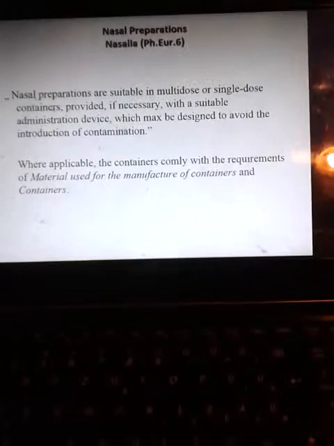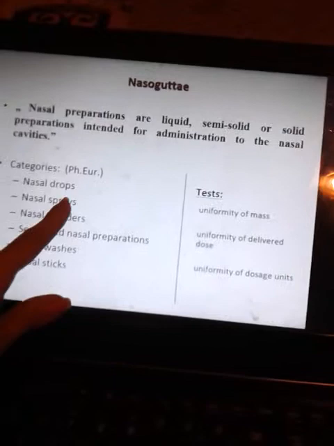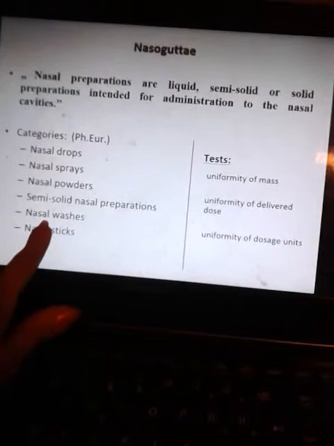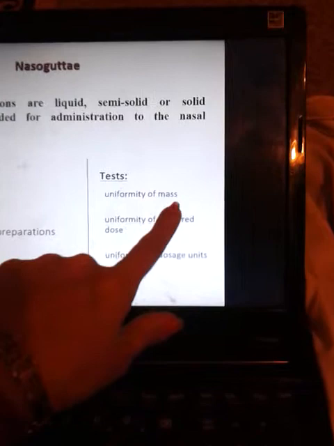Nasal preparations are liquid, semi-solid or solid preparations intended for administration to the nasal cavity. The categories: nasal drop, nasal spray, nasal powders, semi-solid nasal preparations, nasal washes, nasal stick. Again, nasal drop, spray, powder, semi-solid, nasal wash, nasal stick. The tests: uniformity of mass, uniformity of delivered dose, and uniformity of dosage unit.